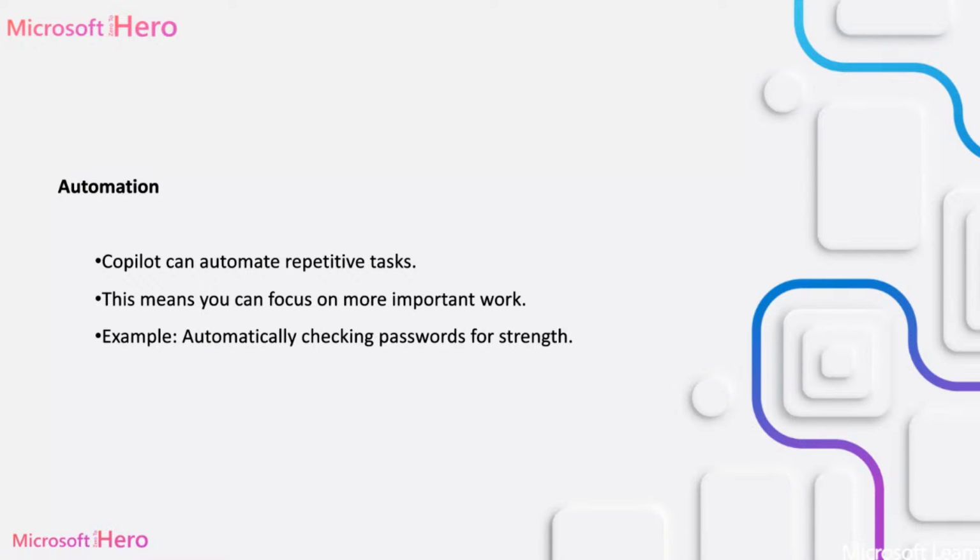Now let's talk about automation, one of the key features of Microsoft Copilot. Copilot can automate routine tasks, which means it can take care of things that would normally take up a lot of time. This lets you focus on more important tasks that need your attention.